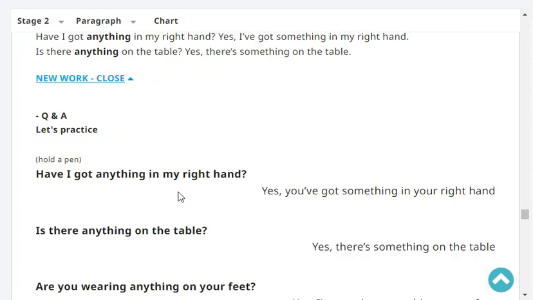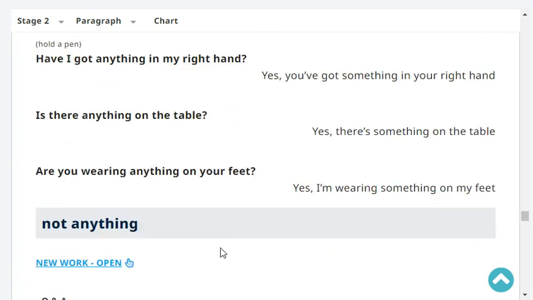Okay, so let's practice. Have I got anything in my right hand? Yes, you've got something in your right hand. Is there anything on the table? Yes, there's something on the table. Very good.